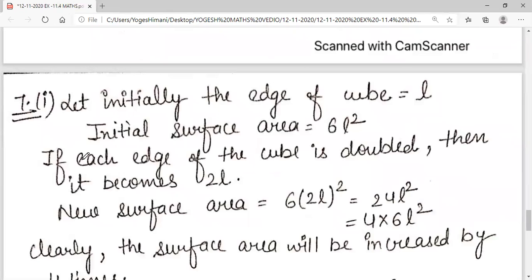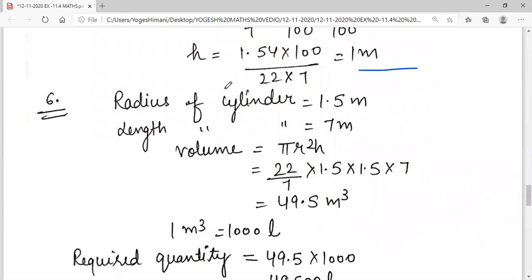So in question number 6, the radius of the cylinder is 1.5 meter and the length of the cylinder is 7 meter. Volume is equal to pi r square h, which is 22 by 7 multiply 1.5 multiply 1.5 multiply 7. So the answer is 49.5 meter cube.